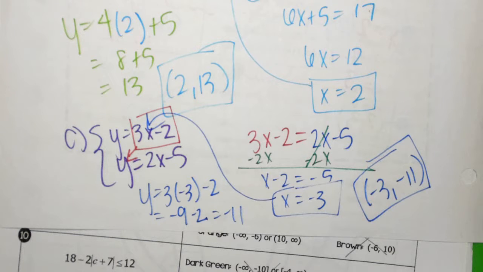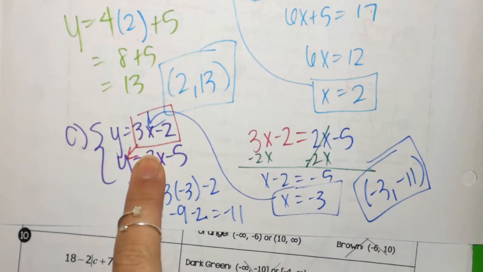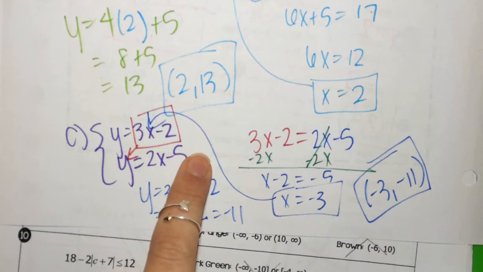You didn't finish. Who got it right? I did. Look at you go. All right, give your team a point if you got it right. Okay, Pumpkin. 3 times negative 3 is negative 9. Negative 9 minus 2 gives you negative 11.